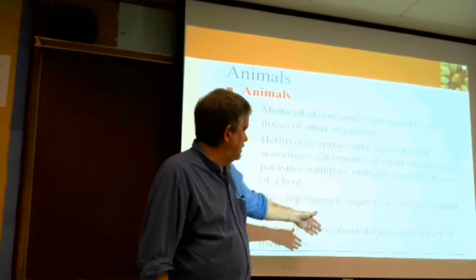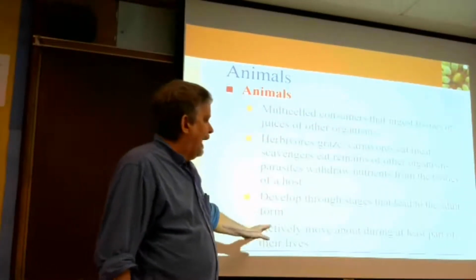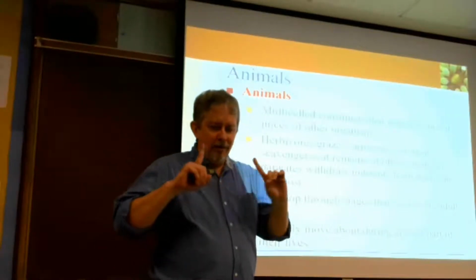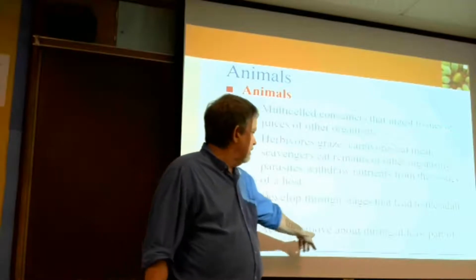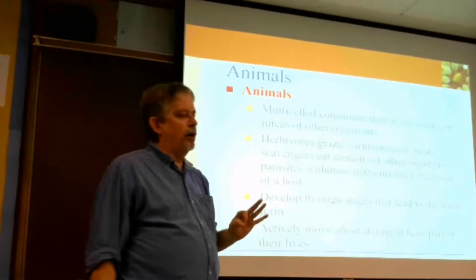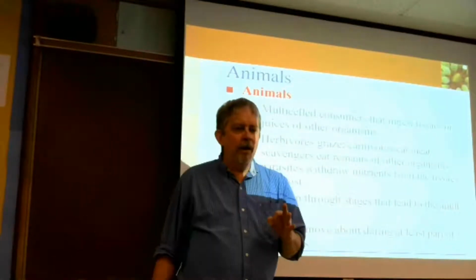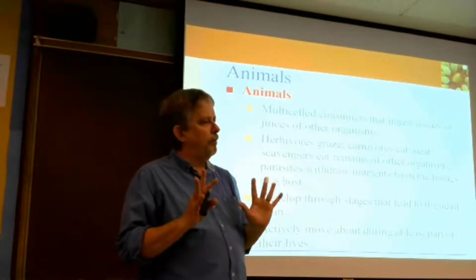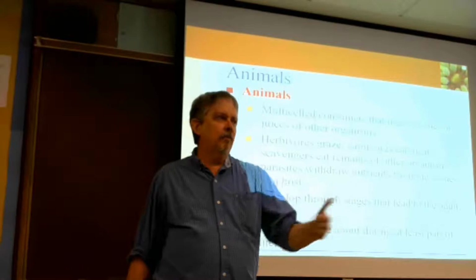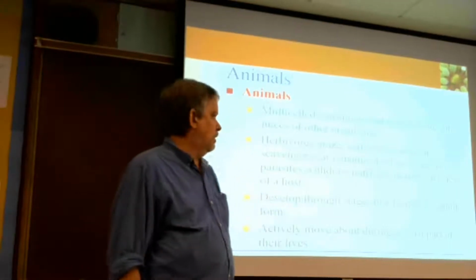Animals develop through stages that lead to an adult form. And here's one of the most defining characteristics of what makes us an animal. They actively move about during at least part of their lives. So we can't make our own food. We don't have roots and shoots, so we're not plants. But we actively move, at least in some part of our life cycle.